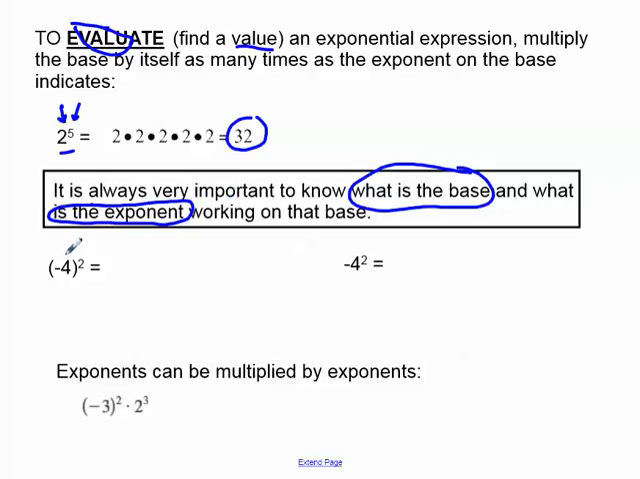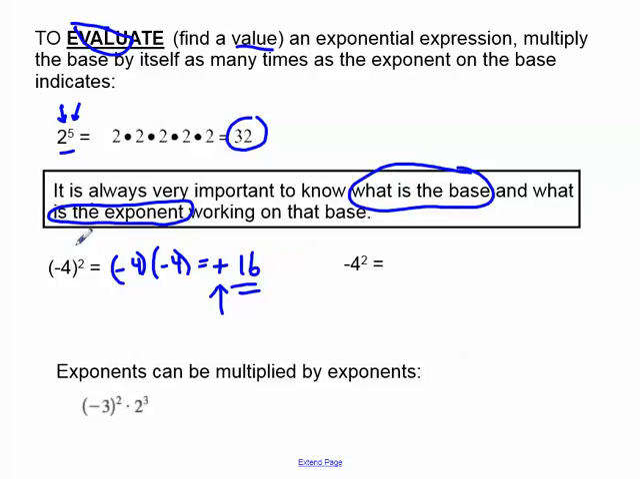Here's my base of -4. It's squared, so if I'm going to evaluate it, I write it out longhand: -4 times -4. Negative times negative is positive. Usually we don't write that positive sign, because if a term is positive we usually don't write the sign, but we'll write it out right now to make sure we understand that negative times negative is positive. 4 times 4 is 16. Positive 16 is our evaluation of (-4) squared.